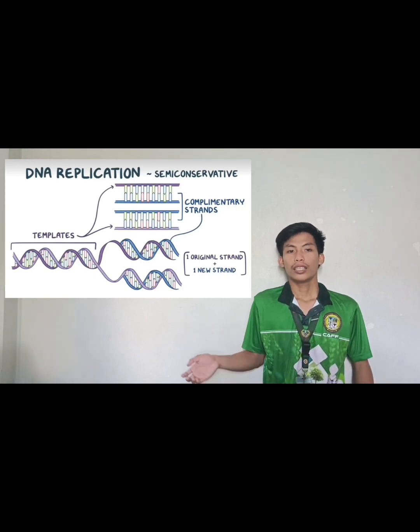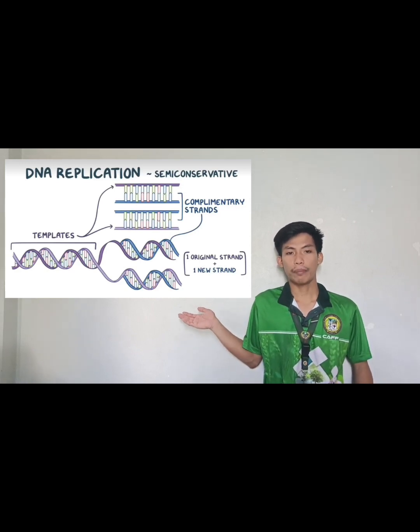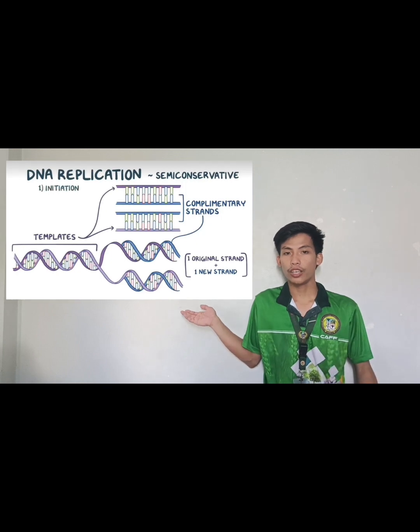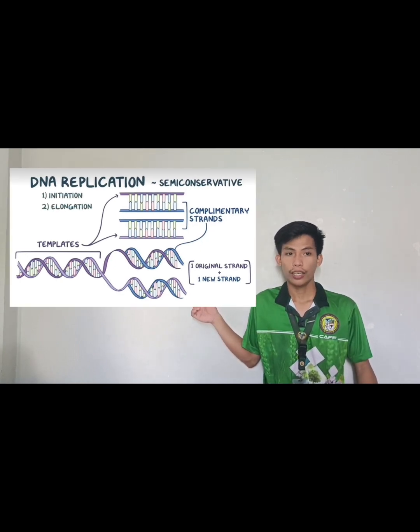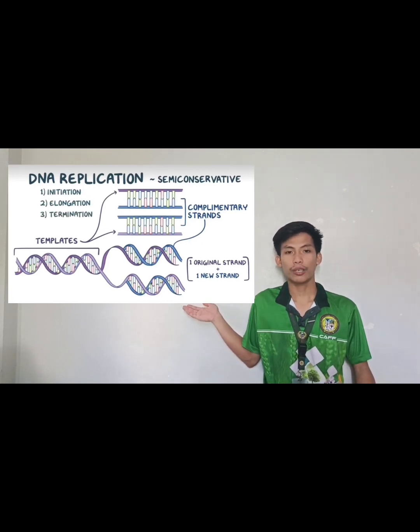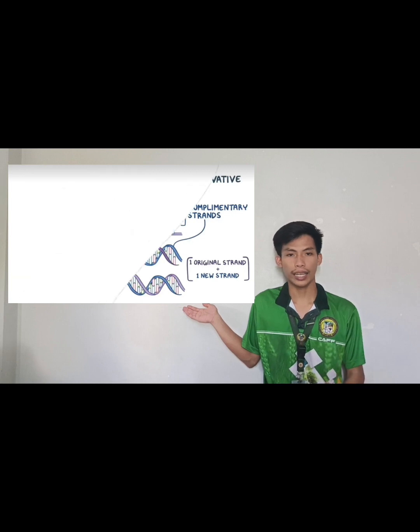Overall, DNA replication has three steps: initiation, or the unwinding of the double helix; elongation, or the synthesis of DNA segments; and lastly, termination, or closing the nick.